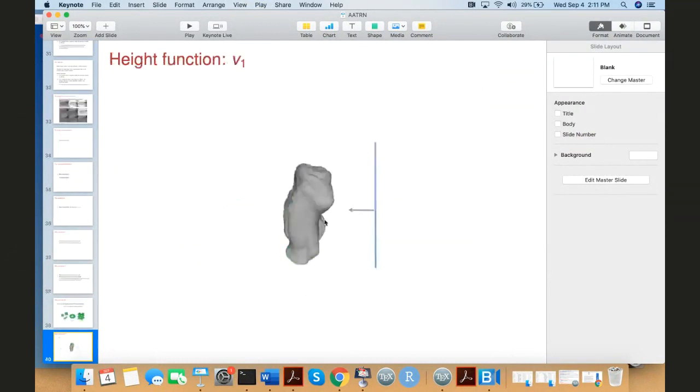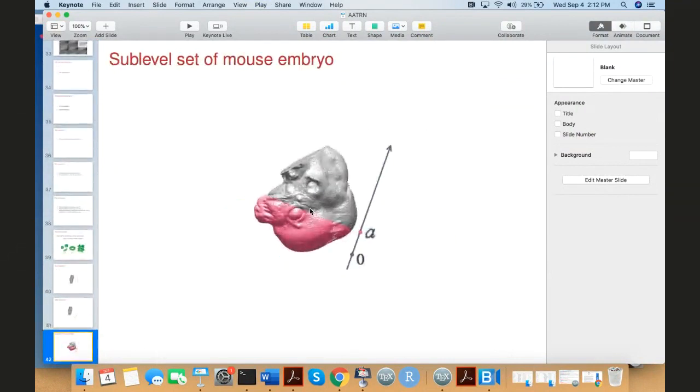The other thing we have is a height function. So let's say this is actually a heel bone that I'm showing you. This is a plane. You take the perpendicular from the plane and start running it through the heel bone, seeing how the Euler characteristic changes. And I can do that for many directions. So this is a mouse embryo heart, and I've looked in this direction, and I've gone distance A, and what I'm showing you is the sub-level set.